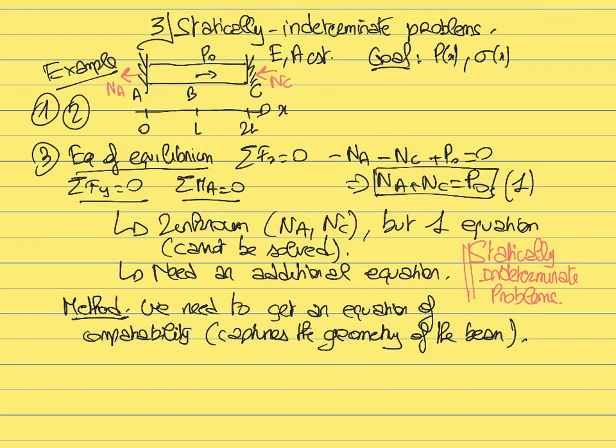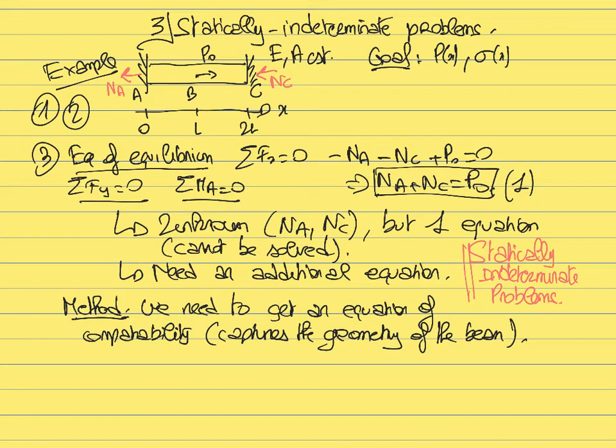So whenever you face a statically indeterminate problem, you need to look at what's special about the geometry of this problem. What is the geometrical constraint that this beam has to fulfill? Based on this, we can get an additional equation. If we look at this problem, why is it statically indeterminate? It's statically indeterminate because there is a geometrical constraint that has to be fulfilled.